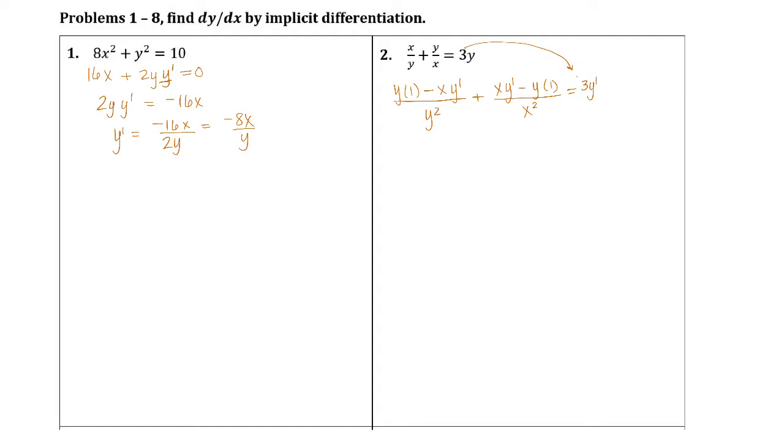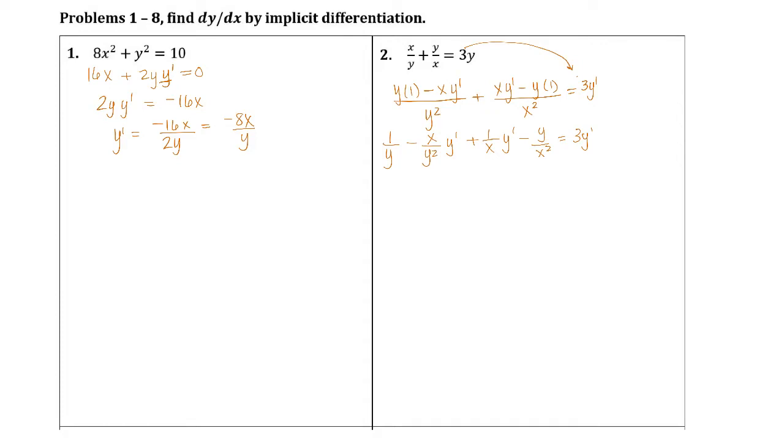So we could divide this up into individual terms, and that's what we're going to try here. And if we do that, we're going to have 1 over y minus x over y squared, y prime, plus 1 over x, y prime, minus y over x squared equals 3y prime.